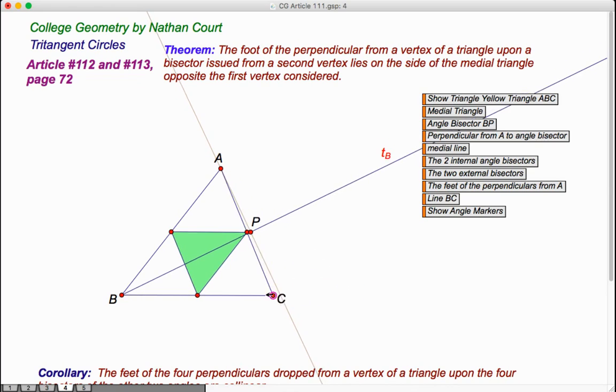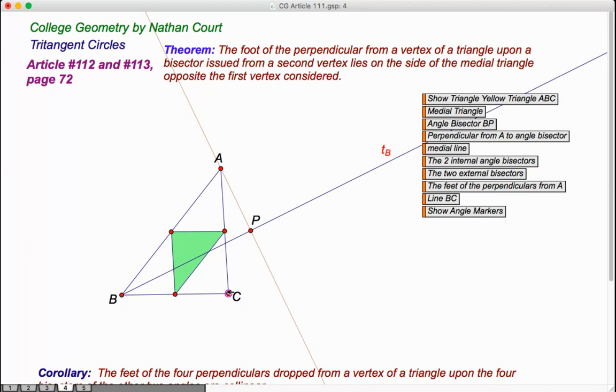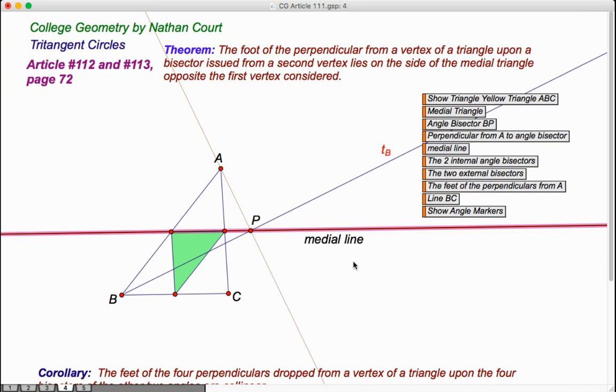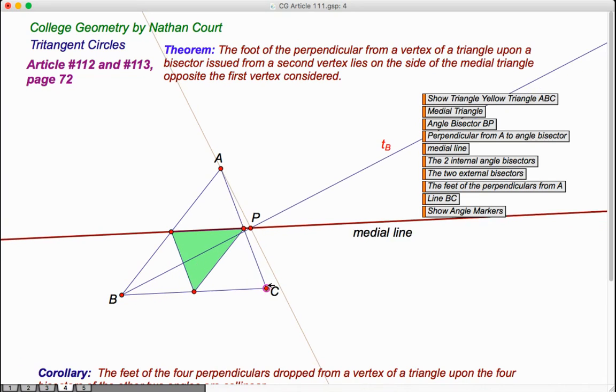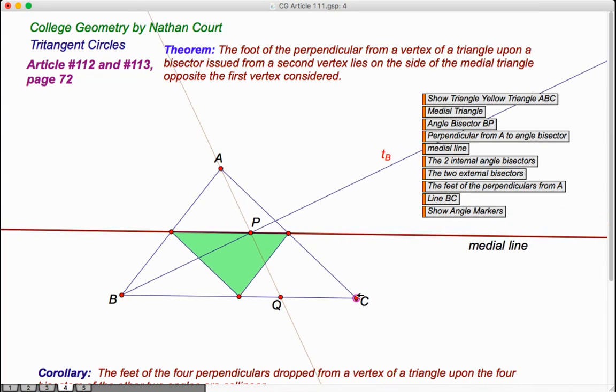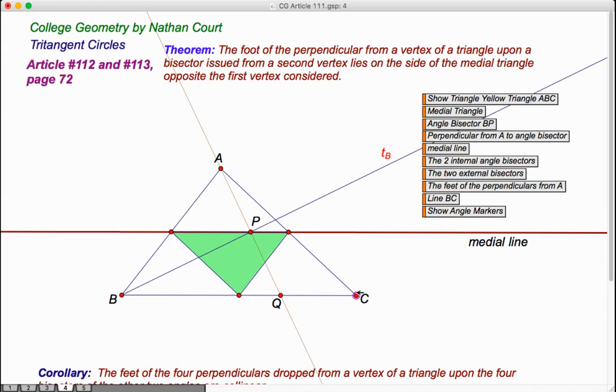Even if I drag it here, it seems that P is not on the medial triangle, but what it means is that it is on the extension. If we connect this point and this point, we can call that the medial line. So P is still part of this medial triangle, but only on the extension side. So P lies on the medial line, and right now it lies on the medial triangle. So that's what it is.